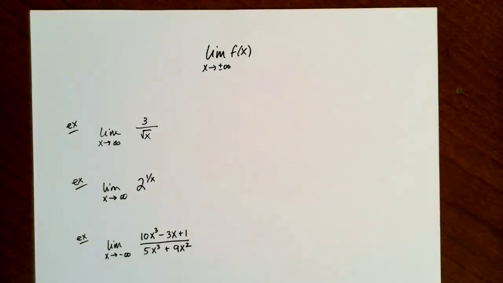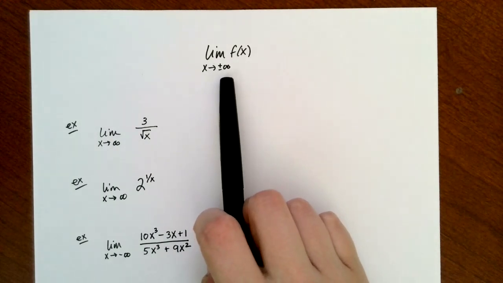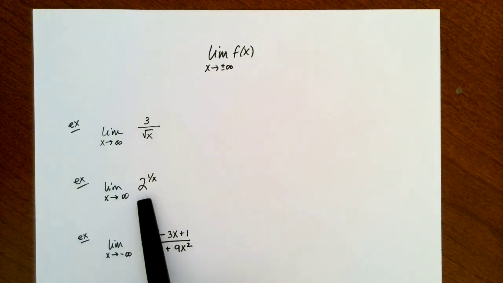Let's talk about limits as x approaches either infinity or negative infinity. So my first two examples here represent one type of this limit, where you're not actually doing any fancy strategy or computation. You're just thinking about what must be happening at the ends of the graph.